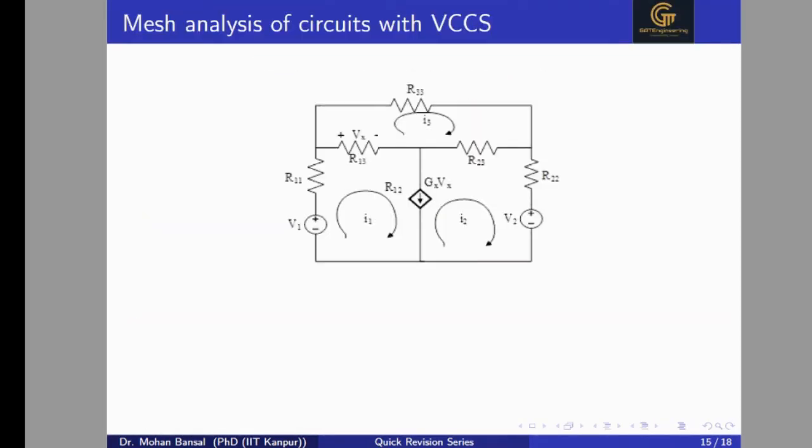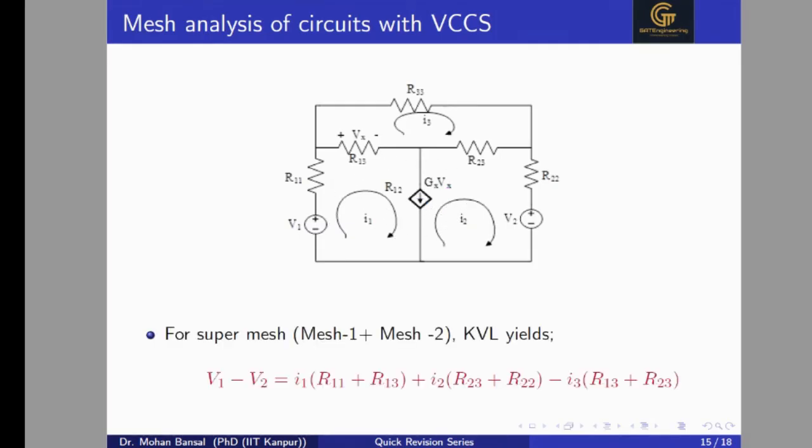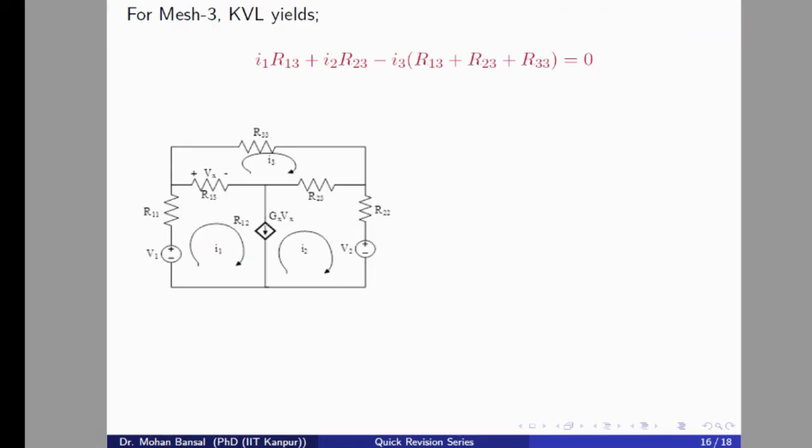Now, the fourth case is the voltage controlled current source. Here, this is the current source. It is controlled by the voltage Vx, and this voltage Vx is the voltage across the resistor R13. Here, again, we can't apply the mesh KVL in mesh 1 and mesh 2. We'll apply the supermesh, and that will be the same as the previous one. We'll get the same as the previous one, and the KVL equation for mesh 3 will also be the same.